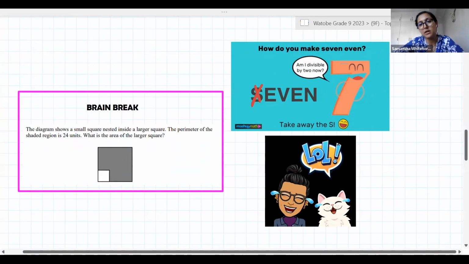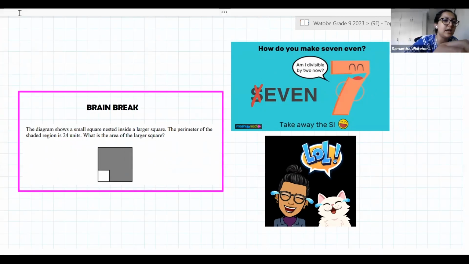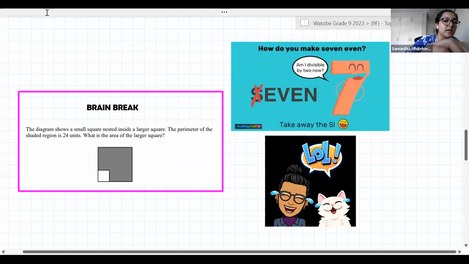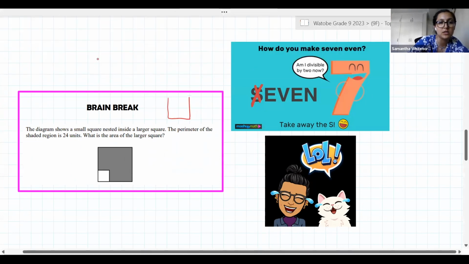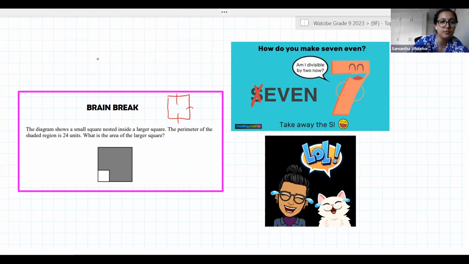So I just want to make sure we all understand what this is saying. So we've got a small square inside of a larger square. Now remember, square is a special type of shape where all four sides are equal in length. So if one side is 2 centimeters, all sides are 2 centimeters. If one side is 7 centimeters, all sides are 7 centimeters.